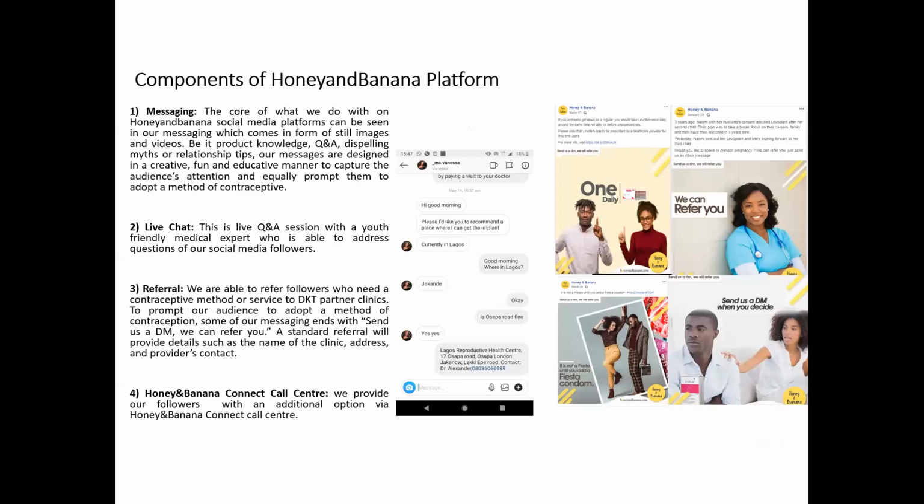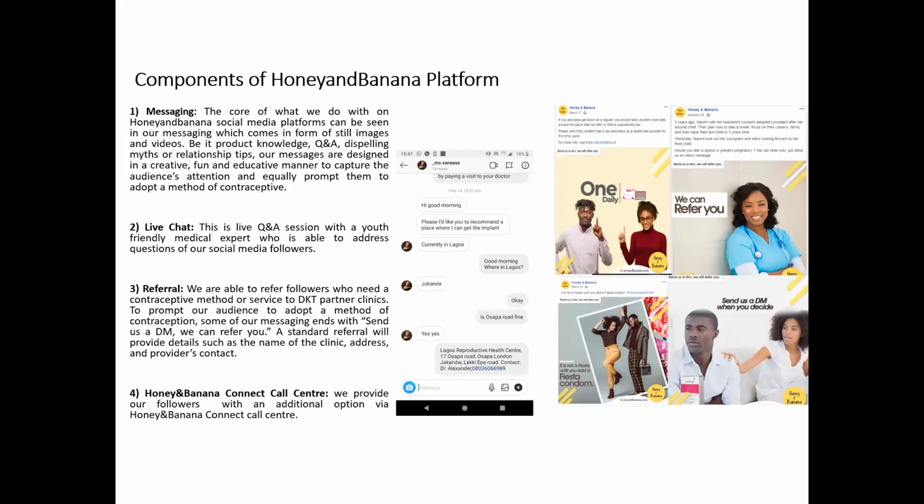Next slide, please. Okay, so what do we have on the HoneyandBanana platform? What makes up the HoneyandBanana platforms? We have the messaging, our live chat, our referrals, and the HoneyandBanana Connect call center. Our messaging is at the core of what we do. It educates and then it entertains as well. And in the center of our messaging is our TA and the product.